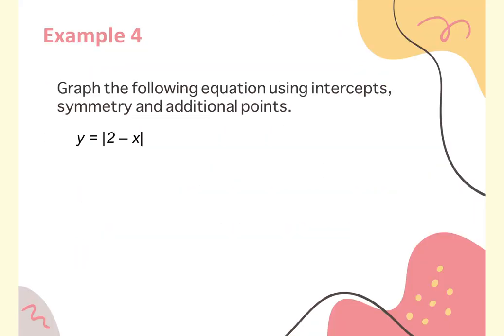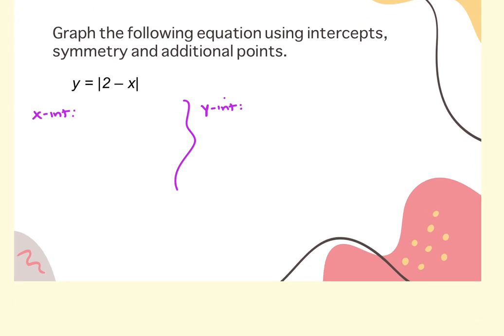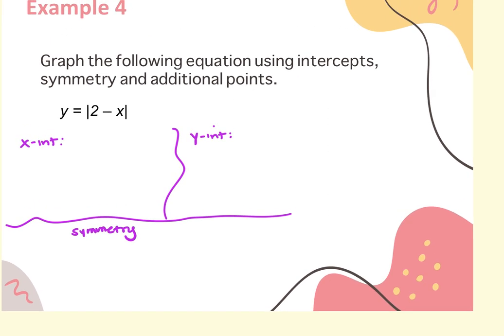All right, this kind of puts it all together. So it says graph the following equation using intercepts, symmetry, and additional points. So the first thing I'm going to do is find my intercepts. I'm going to find my x-intercept. I'm going to find my y-intercept. I'm going to test for symmetry. And then at the end, I'm going to graph it.